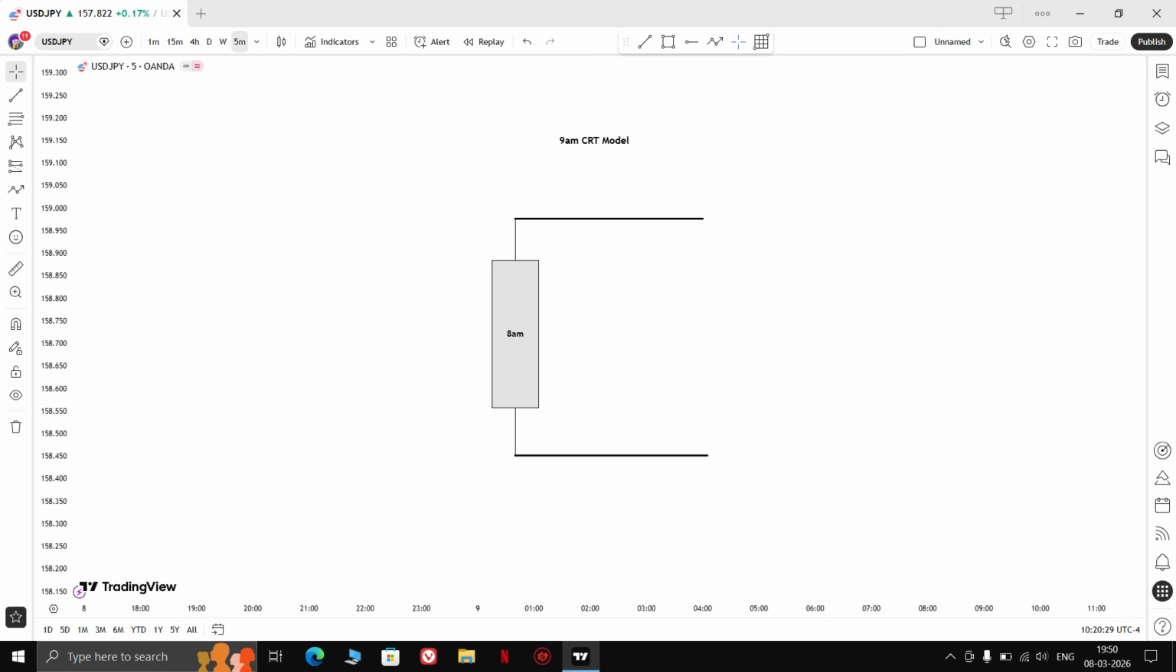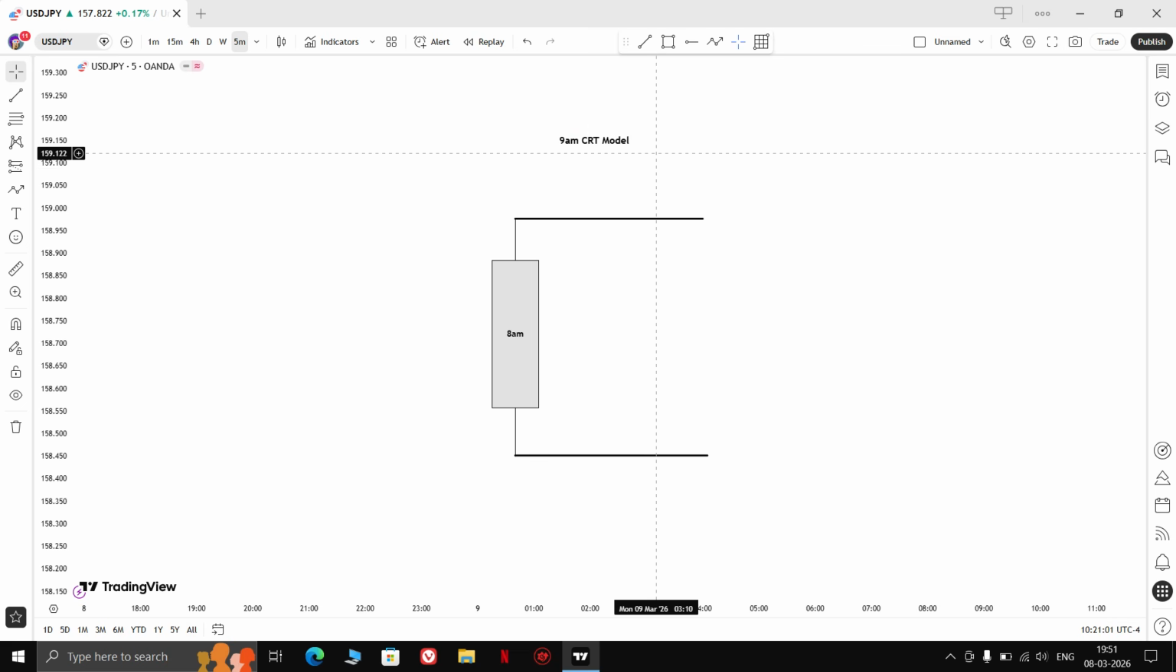Today I'm going to teach you a trading model which you guys need to actually make money in these markets. Now, what's the name of this model? This is the 9am CRT model. Now, a lot of you guys have heard about CRT. A lot of you guys have traded CRT who didn't get results. But this model is purely based on the ICT concepts, which is power of 3.